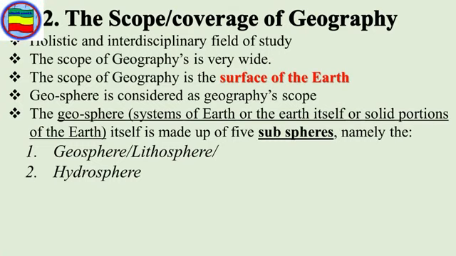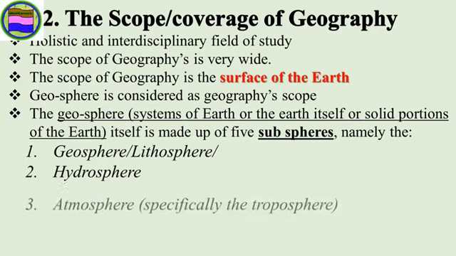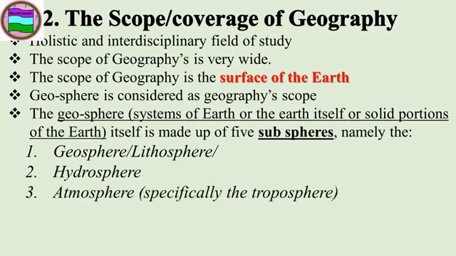And the third scope of geography is the atmosphere, or specifically the troposphere. The atmosphere is a layer of gases surrounding the Earth's surface. Geographers focus mainly on the lowermost layer, known as the troposphere, where weather phenomena occur. There are four layers of the atmosphere, and the scope of geography is focused on the lower part of the atmosphere, which is known as the troposphere.